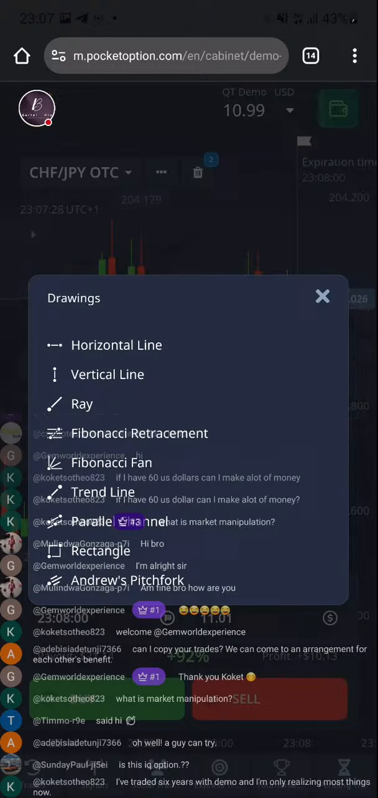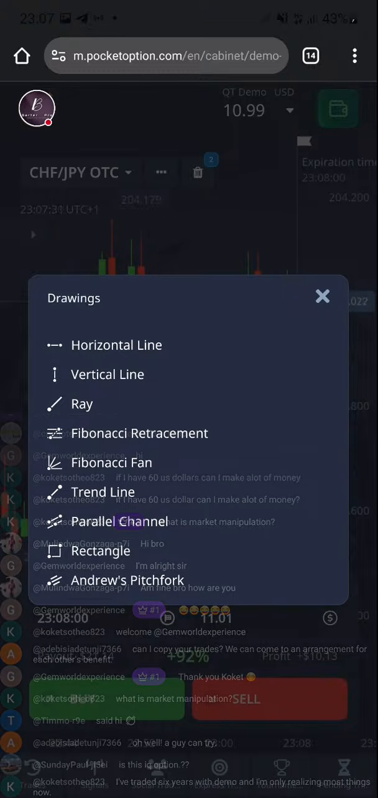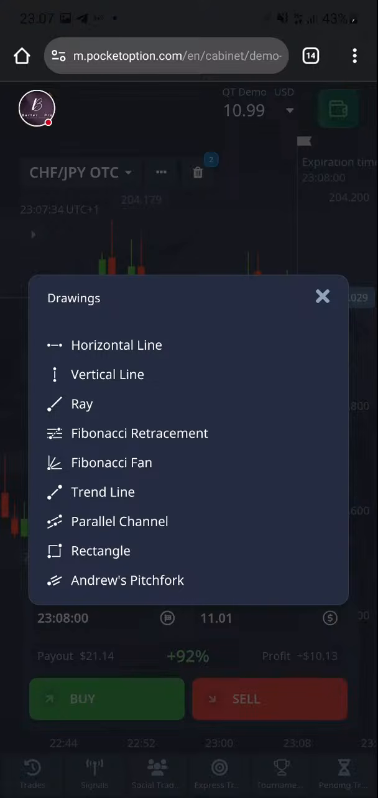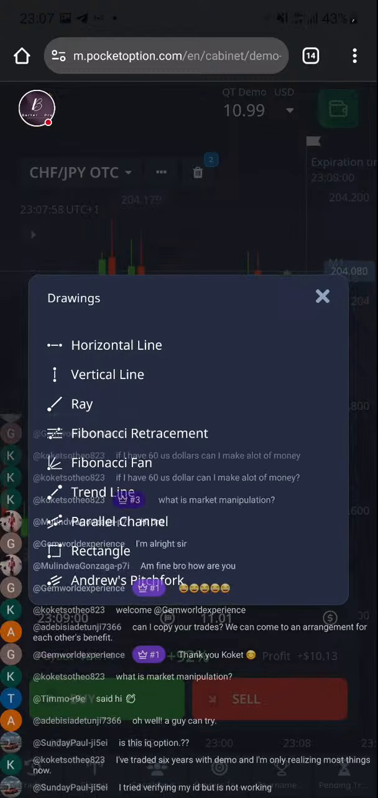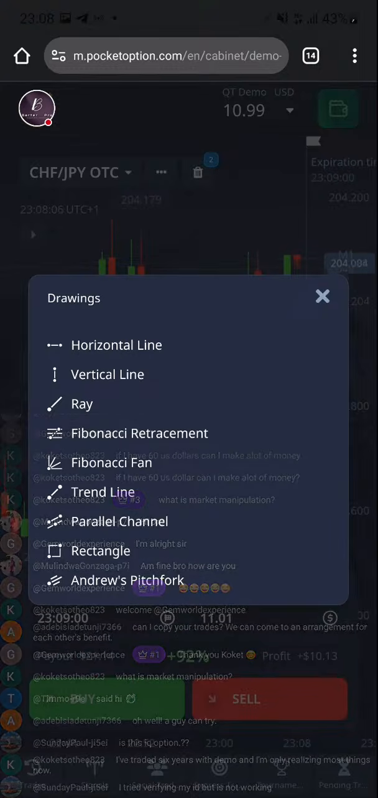I've traded 6 years with demo and only realize most things now. Yeah, exactly, you're correct. You can trade for a long time. It doesn't matter how long you've been trading. If you don't have the right information, and if you don't take the right steps, you won't become profitable. You understand? So it's not about how long you've been trading. You can see someone that is just 6 months into trading, and they are already making good numbers.